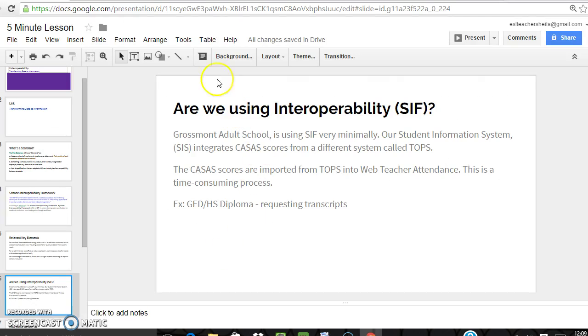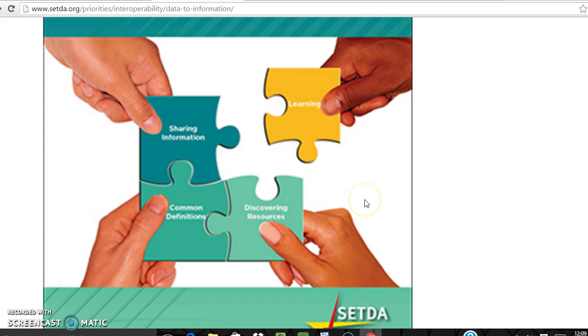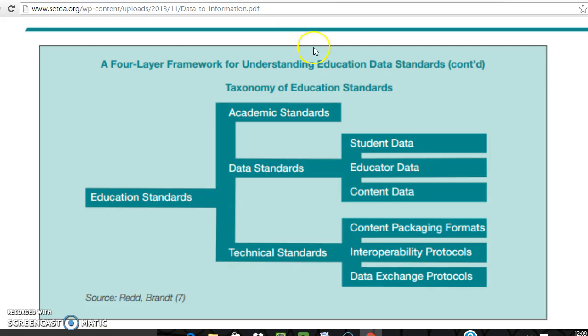Okay, I'm going to come out of here and show you this visual. Here are 4 puzzle pieces: sharing information, learning, discovering resources, and common definitions. So the SIF is trying to find a way to intertwine these 4 elements for us. And another visual. Here is a breakdown of the education standards. It breaks down into academic, data standards, technical standards, and then that breaks down even further. So again, we could see how much data we're actually talking about within education standards.